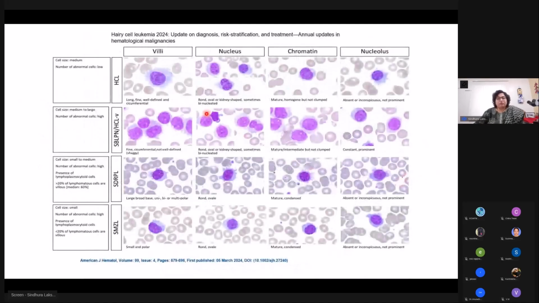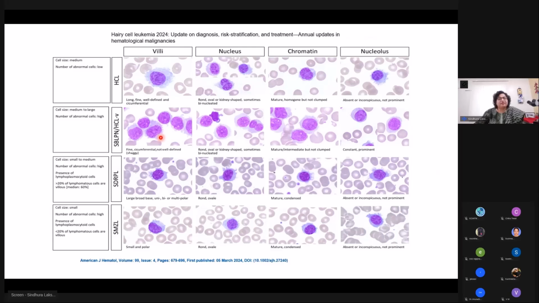So morphologically, how do we differentiate between the close differential diagnoses? One is long, fine, well-defined circumferential villi. The nuclei are, as Dr. Janvi described, they may be reniform. You may have found cells just like this in the slide that was given. The chromatin is mature and homogeneous, and it is not at all clumped. There may not be any nucleolus. Very unusual to have a nucleolus in hairy cell leukemia.